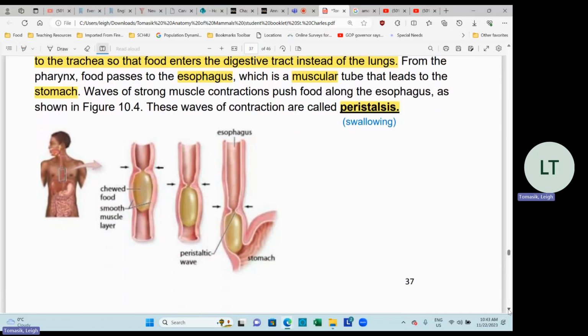So once we have that little ball of chewed food, this ball of chewed food is called a bolus. Bolus is just a fancy Latin term for ball. So it's a ball, right? You can see the muscle goes in behind the bolus. It contracts in behind the bolus, and then it squeezes it down your esophagus to your stomach, right? So that's called peristalsis. It's the process by which food moves down your esophagus.